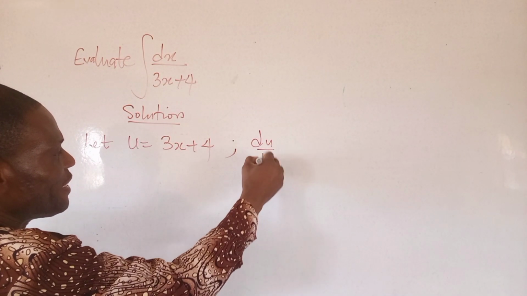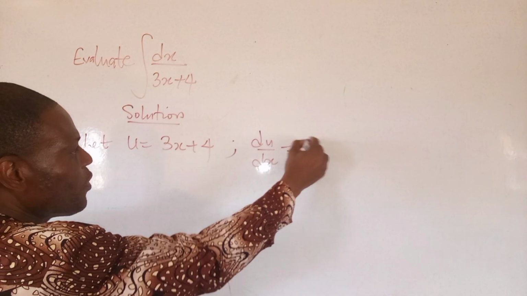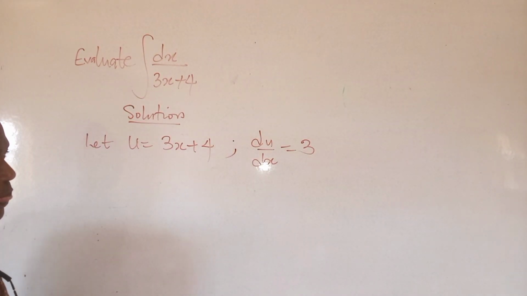You can solve it by substitution. Solution. Here, we're going to let u equal 3x plus 4. And in differentiating this, we have du over dx, which is equal to 3.